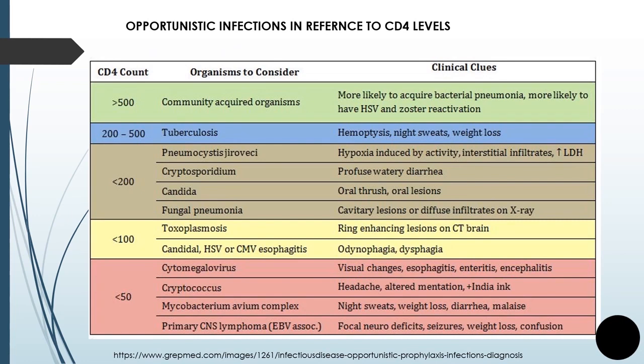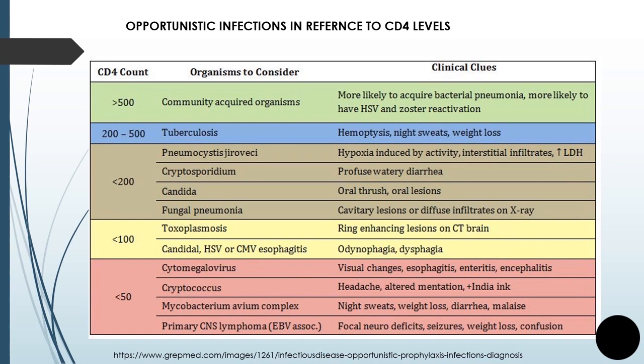So here you can see that the CD4 count plays an important role in causing different types of opportunistic infections. In a patient with CD4 count of more than 500, the most common infections are usually community acquired. Note that tuberculosis can occur at any CD4 count. If a person has a CD4 count of less than 200, the common opportunistic infections include PCP or PJP, Cryptosporidium, Candida, and fungal pneumonia.